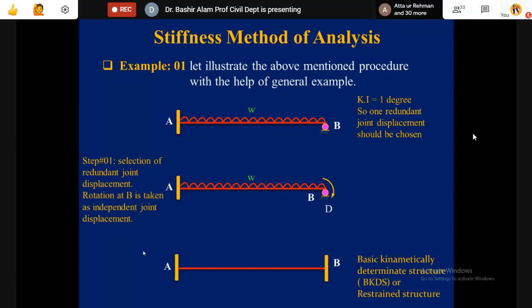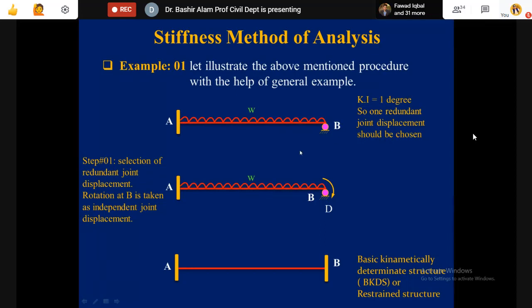Let's go through this Example 1 now to illustrate the above-mentioned procedure with the help of a general example. You are looking at beam AB now. It is fully loaded with UDL. At A, we have a fixed support. At B, we have a roller support.